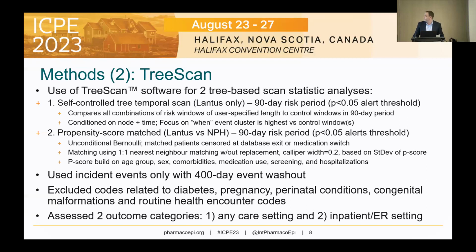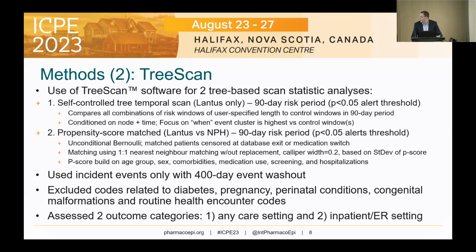Our second analysis was a propensity score matched analysis where Lantus patients were matched 1-to-1 to NPH patients based on propensity score, and also had a 90-day risk period there. So we used incident events only with a 400-day event washout. We also excluded several categories of codes up front, as it was thought that these codes would be less meaningful if they did signal in this particular analysis. And these were largely code categories around pregnancy and birth defects.